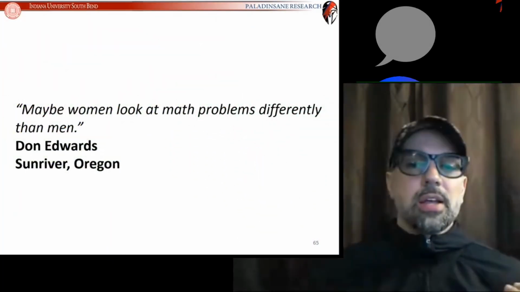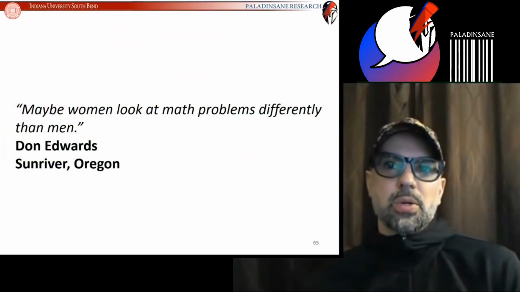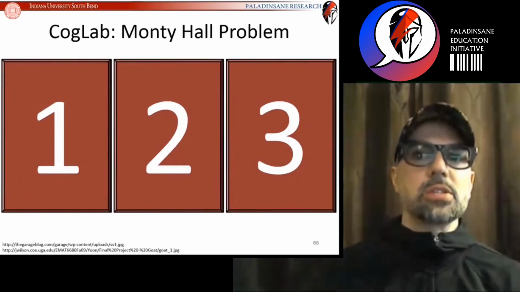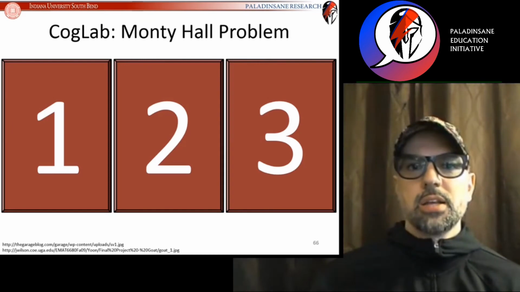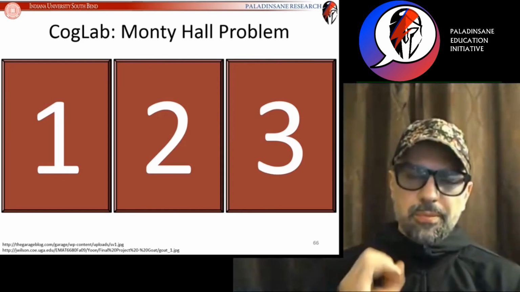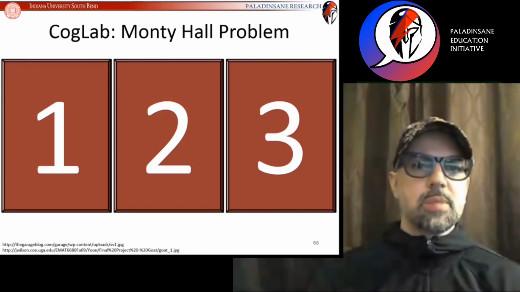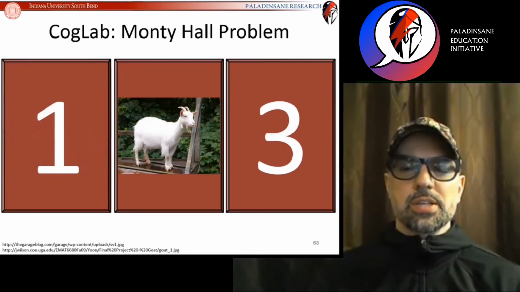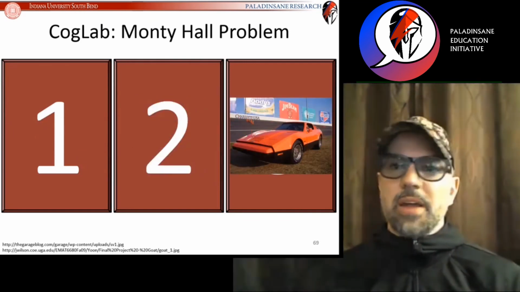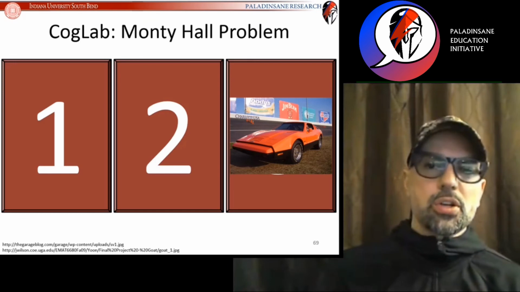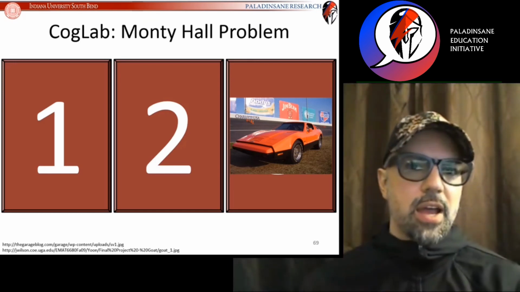All right, so now that we've taken that little detour into confirmation bias, let's finish up with a look at the results for our Monty Hall problem CogLab. So once again, the situation: you're on a game show, you've got three doors. Behind one of those doors is a goat. Behind another one of those doors is a goat. And behind that final door is a fine automobile. And your job is to try to win that car.